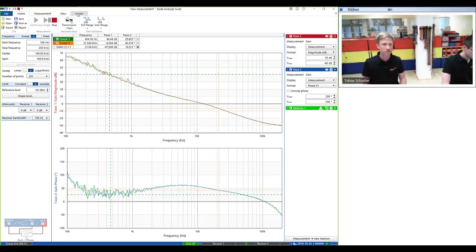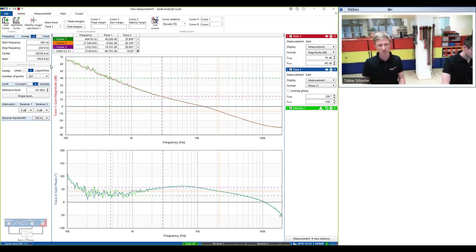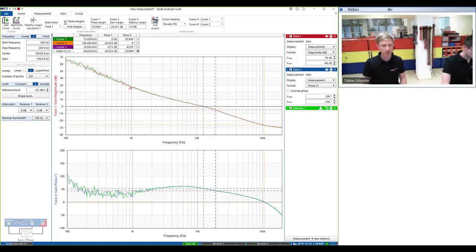And for that, I go to the cursor ribbon and I select the cursor calculation, stability margin calculation, and I say track margins, and then the Bode Analyzer Suite shows me we have 53 degrees of phase margin, 26 dB of gain margin, and a stability margin or vector stability margin of 0.7. That's, by the way, the closest distance to the instability point.